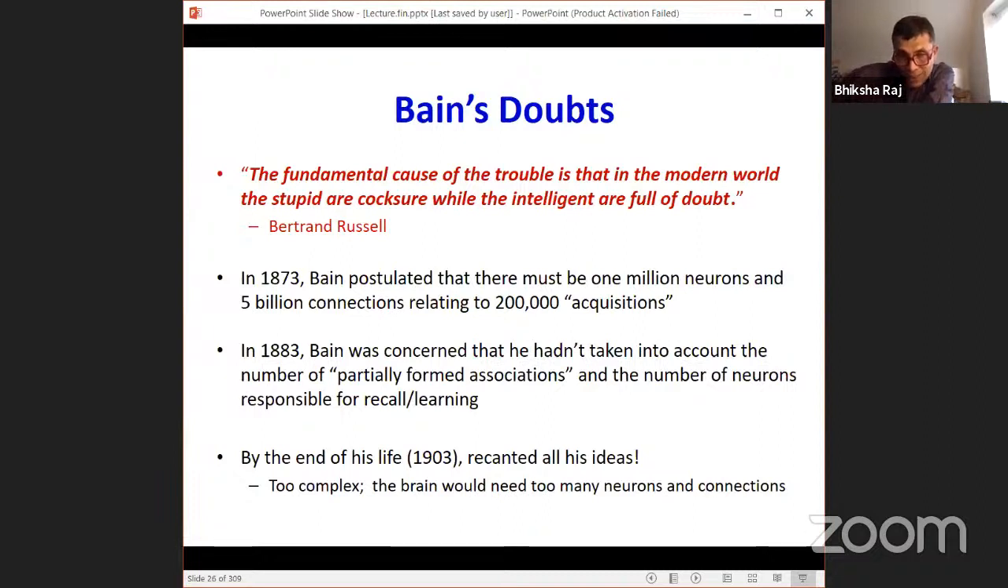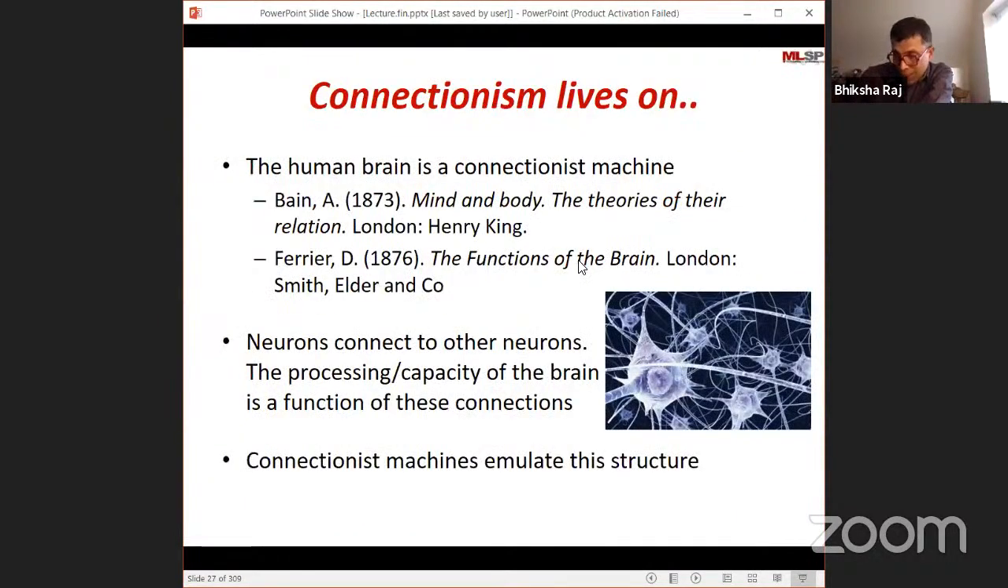And sadly for us, this sort of put back further research in the field by more than 30 years. But the fact of the matter was he was right. What he had wrong was his guesstimate for how many neurons were in the brain. The human brain has over 80 or 85 billion neurons and about 100 trillion connections, more than enough for everything Bain ever wanted the brain to do. And so his original hypothesis was right. The brain stores its information in its connections.